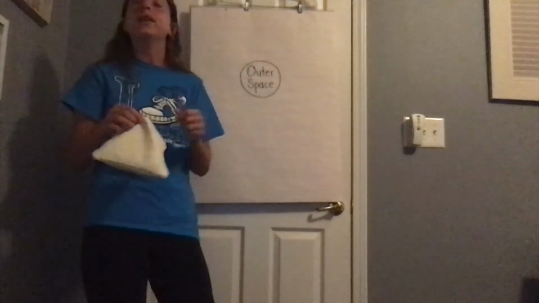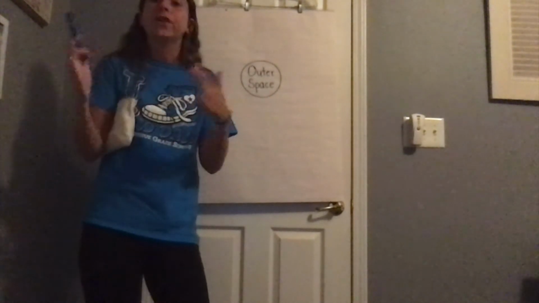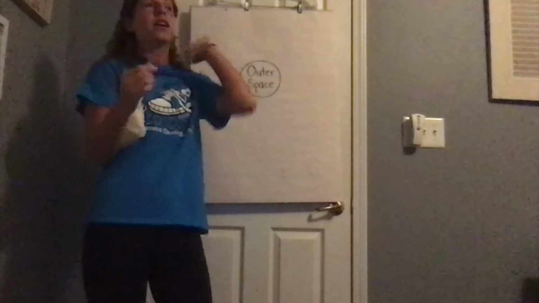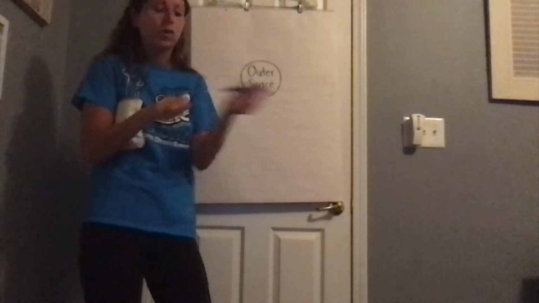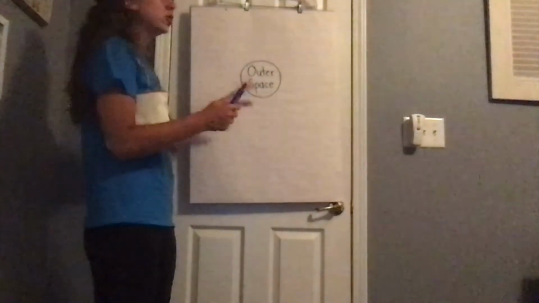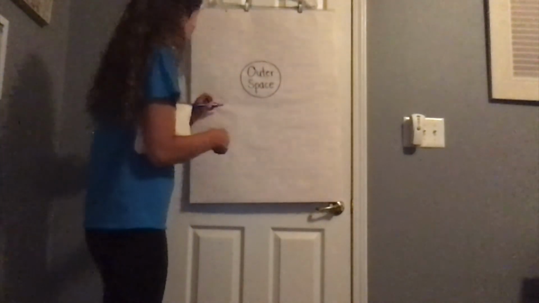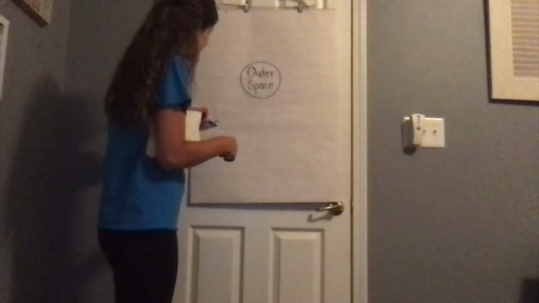And right away, if I close my eyes and think of outer space, I think of darkness. I think of a dark black sky at night, okay? So again, you might not have thought of that, and that's okay. There's no real wrong answers as long as you're relating everything to outer space. So I'm going to write darkness.